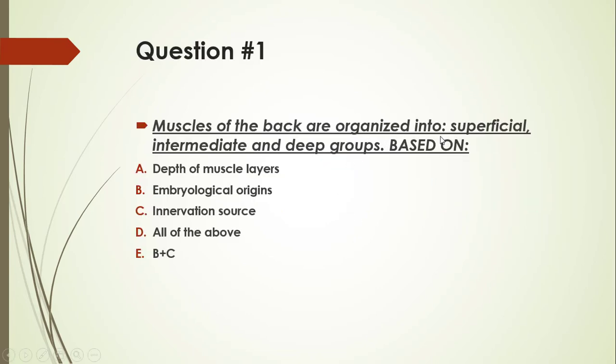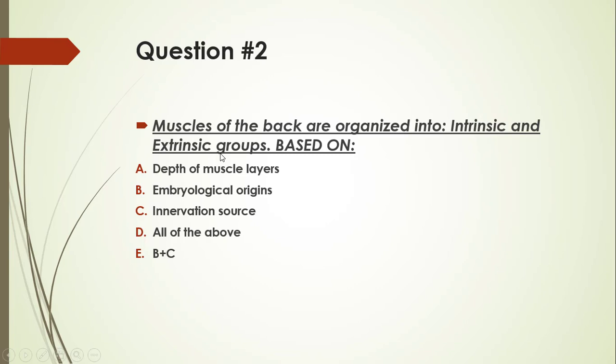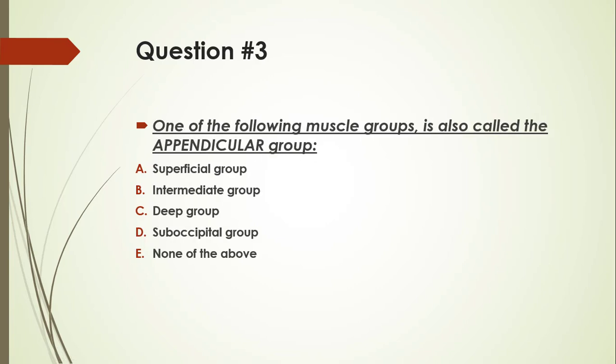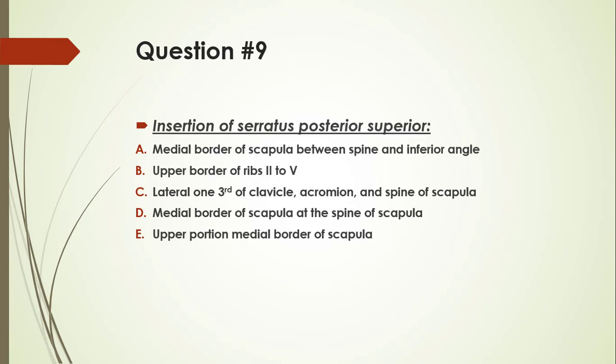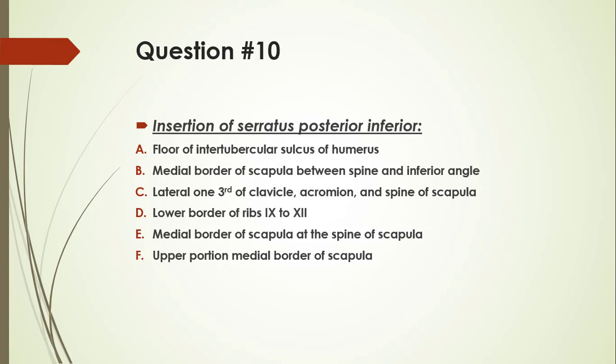Muscles of the back are organized into superficial, intermediate, and deep based on... They are organized into intrinsic and extrinsic based on... One of the following muscle groups is also called the appendicular group. Insertion of rhomboid minor, insertion of trapezius, insertion of levator scapulae, insertion of rhomboid major, insertion of latissimus dorsi, insertion of serratus posterior superior, insertion of serratus posterior inferior.